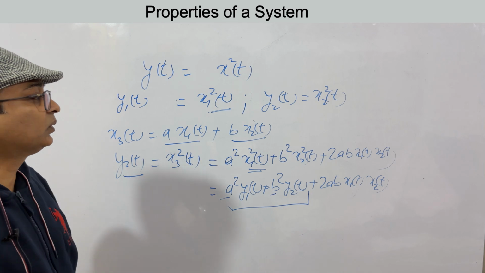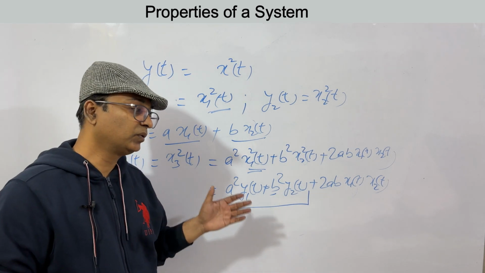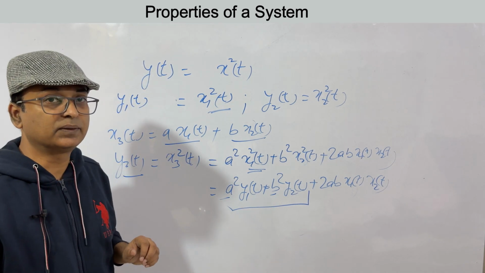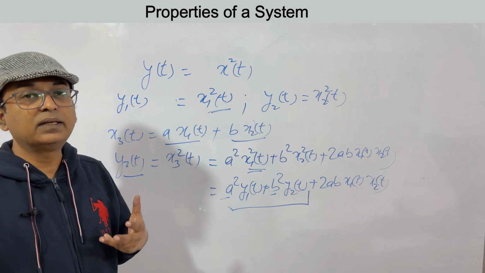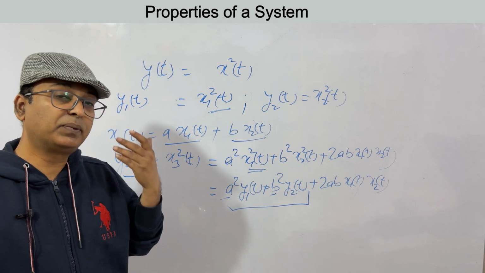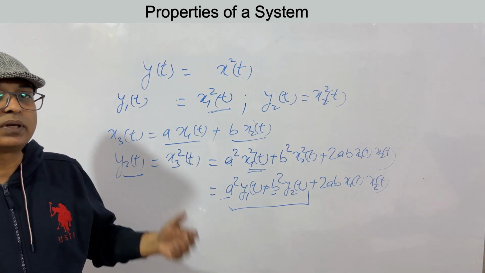So I think you understand what is a linear system and what is a non-linear system. So we have discussed six different properties of a system. These are for basic understanding. When we get deeper into linear time invariant systems, things will be more clear to you.